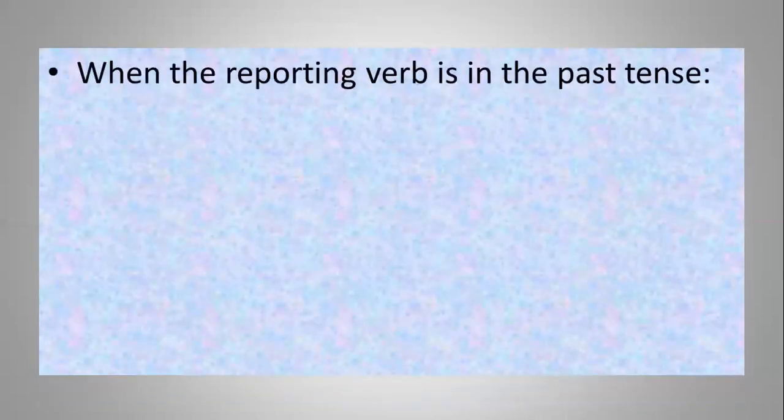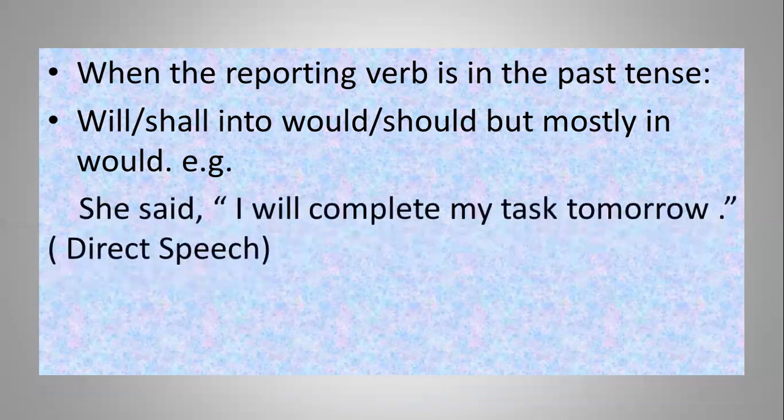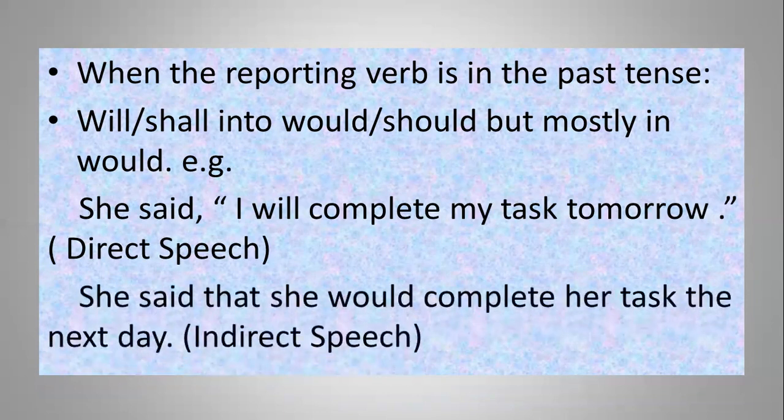When the reporting verb is in the past tense, "will" and "shall" change into "would" and "should," but mostly into "would." For example, she said, "I will complete my task tomorrow." She said that she would complete her task the next day.